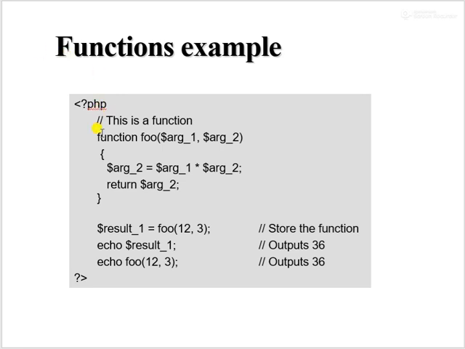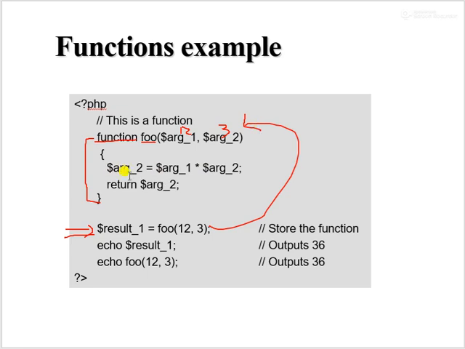Here we have an example. The function name is foo. A function starts with the keyword function, then the name of the function, and the input arguments. It has two input arguments, and here we say that argument 2 is equal to argument 1 multiplied by 2, and return argument 2. Now here, in this statement, we are calling the function. Variable result is equal to foo(12, 3).